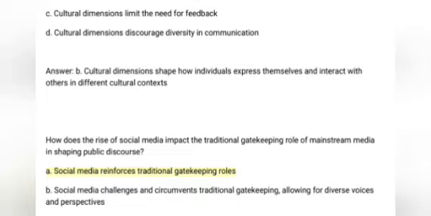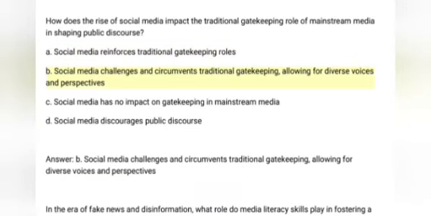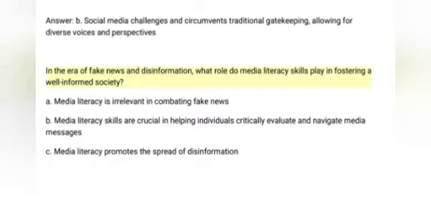How does the rise of social media impact the traditional gatekeeping role of mainstream media in shaping public discourse? A. Social media reinforces traditional gatekeeping roles. B. Social media challenges and circumvents traditional gatekeeping, allowing for diverse voices and perspectives. C. Social media has no impact on gatekeeping in mainstream media. D. Social media discourages public discourse. Answer. B. Social media challenges and circumvents traditional gatekeeping, allowing for diverse voices and perspectives.